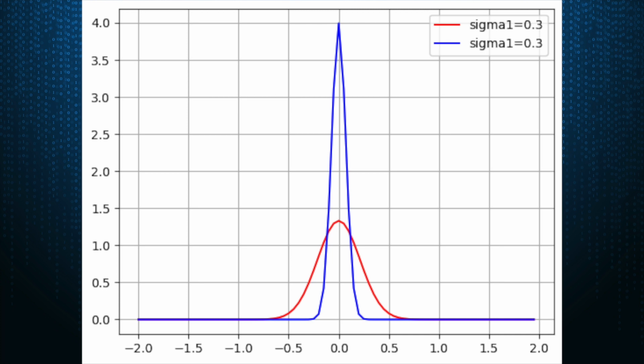So, when sigma is equal to 0.1, then it is less spread, meaning more peaked. When sigma is increased, then it is more spread.